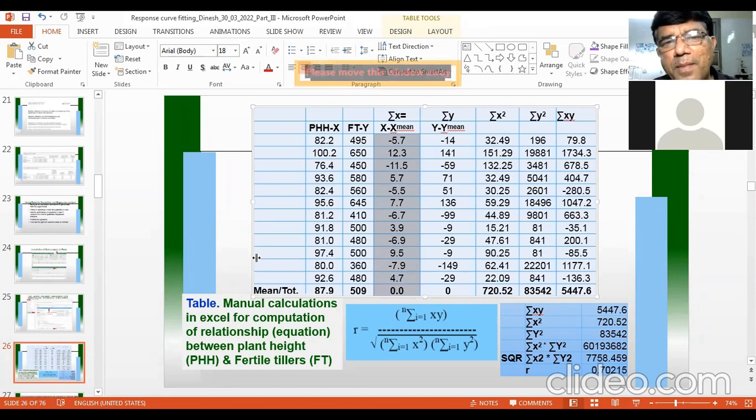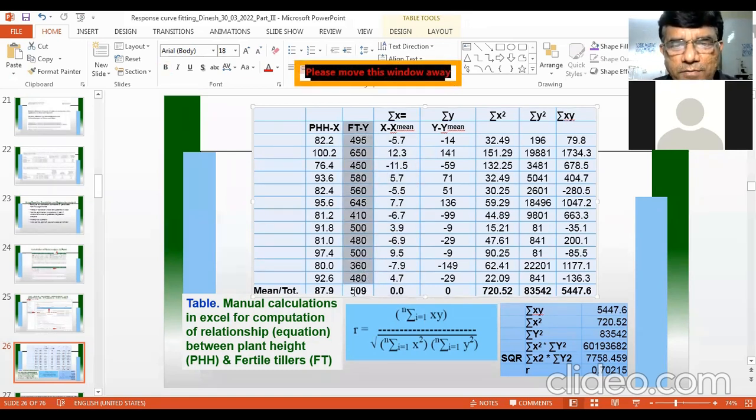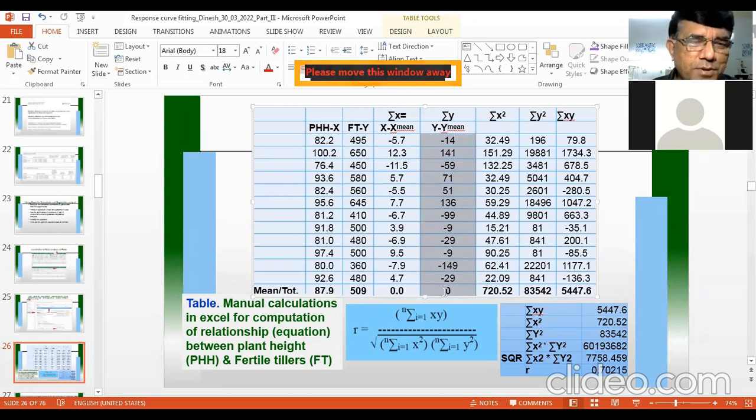It is very simple. Similarly, you have Y. Take the mean of Y, 509, and subtract 509 from 495, 650, 450, and then you will get these values. And the total is going to be 0 because you are taking deviations against the mean.